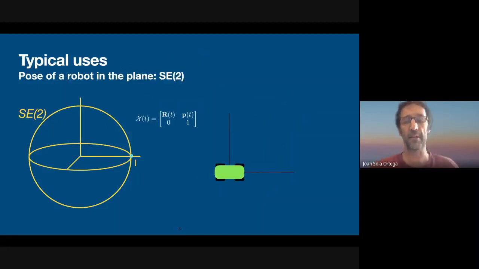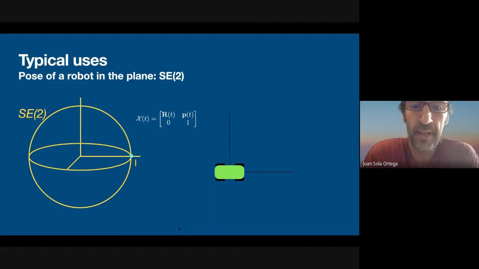Let me talk about a new Lie group, which is called SE2. This is the group of rotations and translations in the plane, and it's used for transforming reference frames in the plane. Okay, it's usually represented by a 3x3 matrix, which contains the 2x2 rotation matrix, the 2x1 position vector P of t, and then 0, 1 at the bottom.